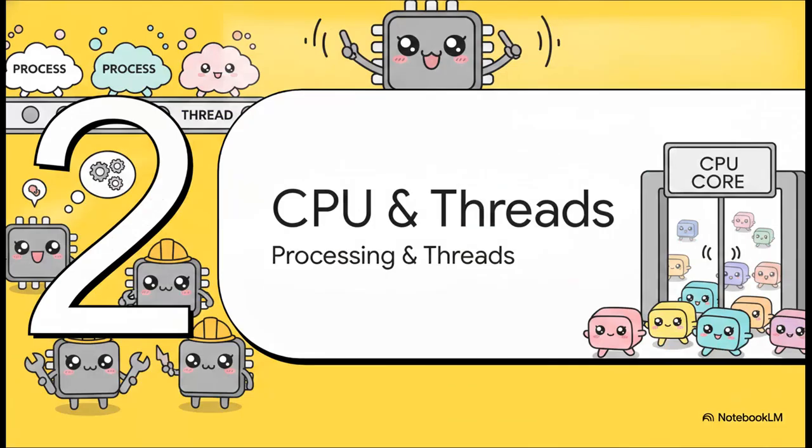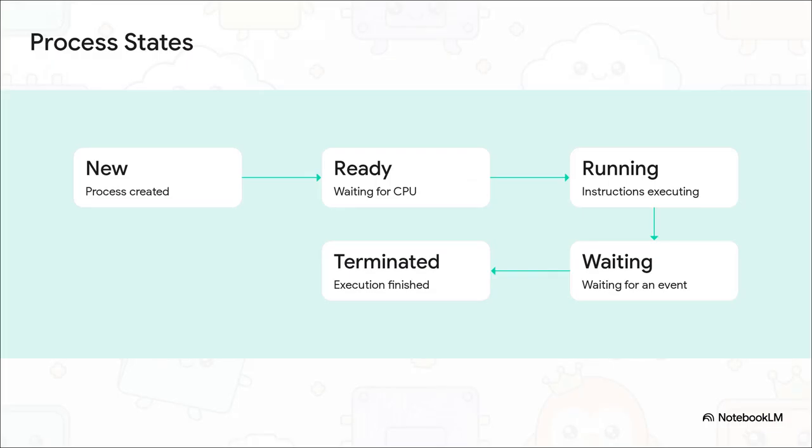Moving right along to Section 2, the CPU, processing, and threads. Let's step onto the fast-paced factory floor of the CPU. This is where the actual physical work gets done. And we're going to see exactly how active programs, which are called processes, are handled. Think of a process as simply a program in execution.